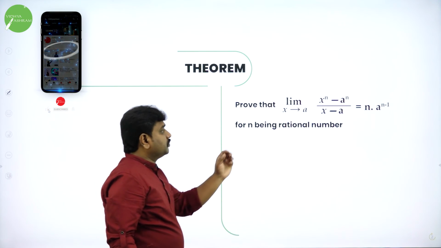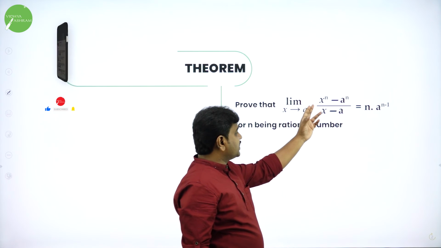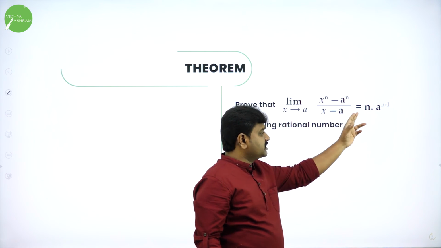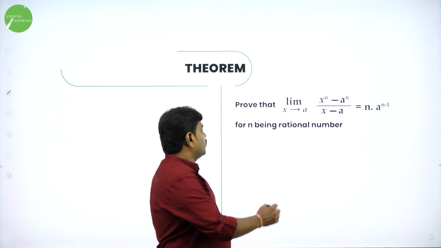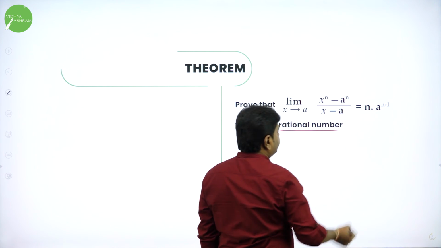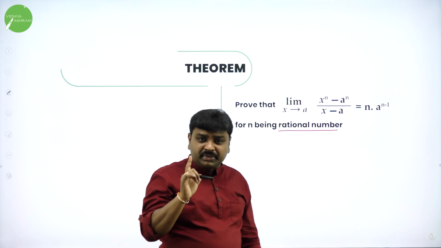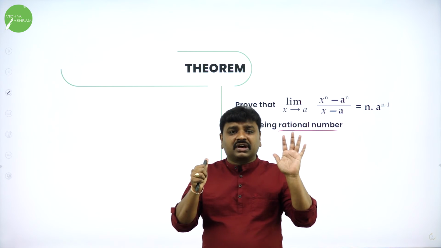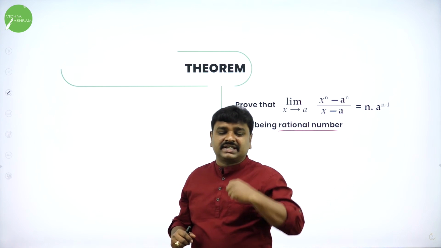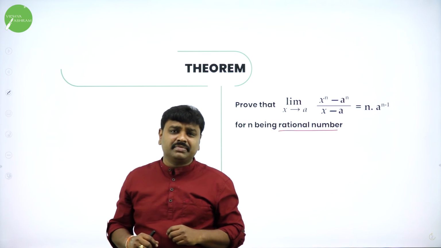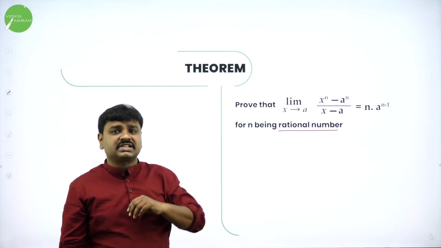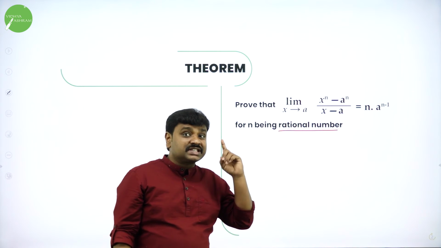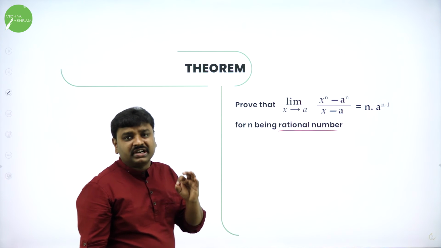So, theorem: prove limit x tends to a, x power n minus a power n by x minus a is equal to n into a power n minus 1, for n being a rational number. Please understand, this is an important theorem for 6 marks. In your part E section in the question paper for the board exam, the last section, they'll ask this question for 6 marks. Most important and easy.